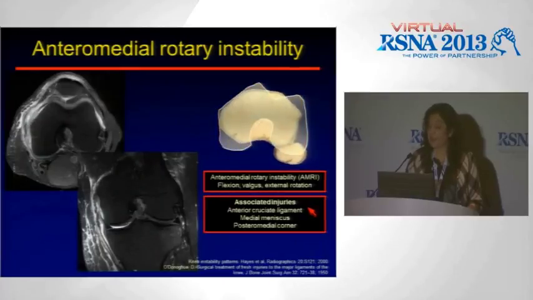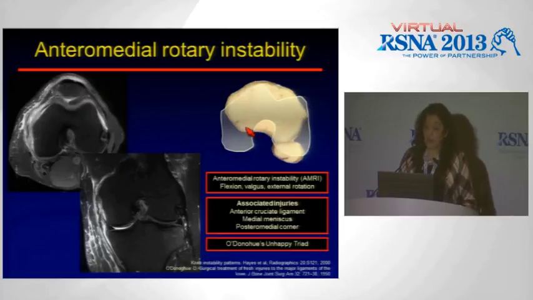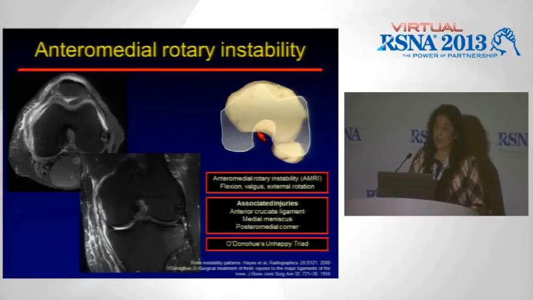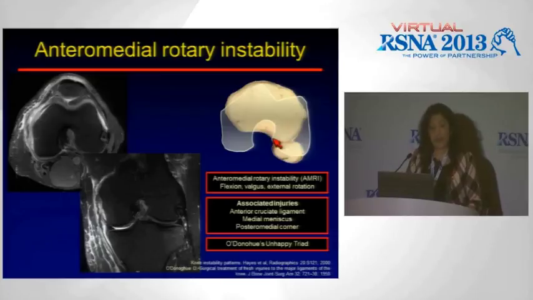The other mechanism is again rotary. Here the tibia externally rotates but shifts forward medially. And in this mechanism, along with the medial collateral ligament tearing, we may get anterior cruciate ligament tearing, we may get meniscal tearing, and we also see abnormalities with tearing in the posteromedial corner structures.